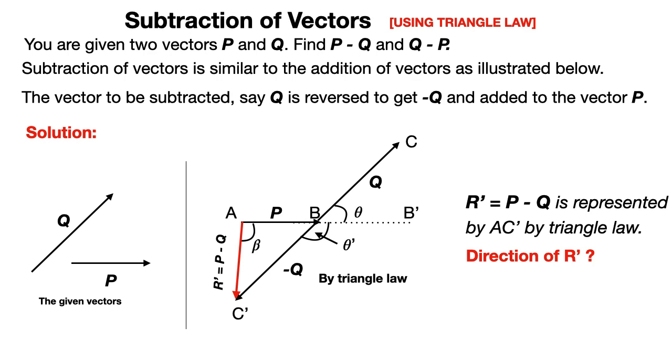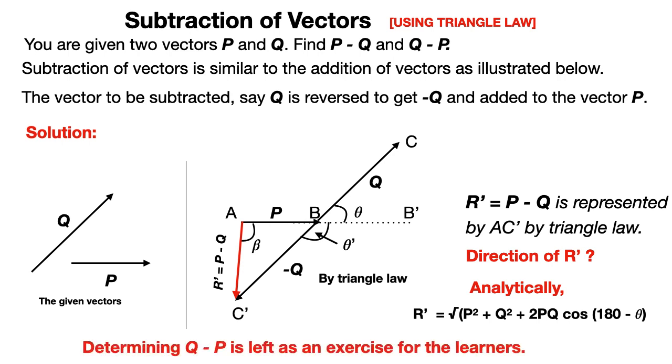Analytically also we can find the difference between two vectors. The only thing is that the value of angle theta will now be replaced by theta dash, or 180 minus theta. That's the only change to get the difference between the vectors. Determining Q minus P is left as an exercise. What you will do is take Q and reverse the direction of P. P will be drawn in the opposite direction.